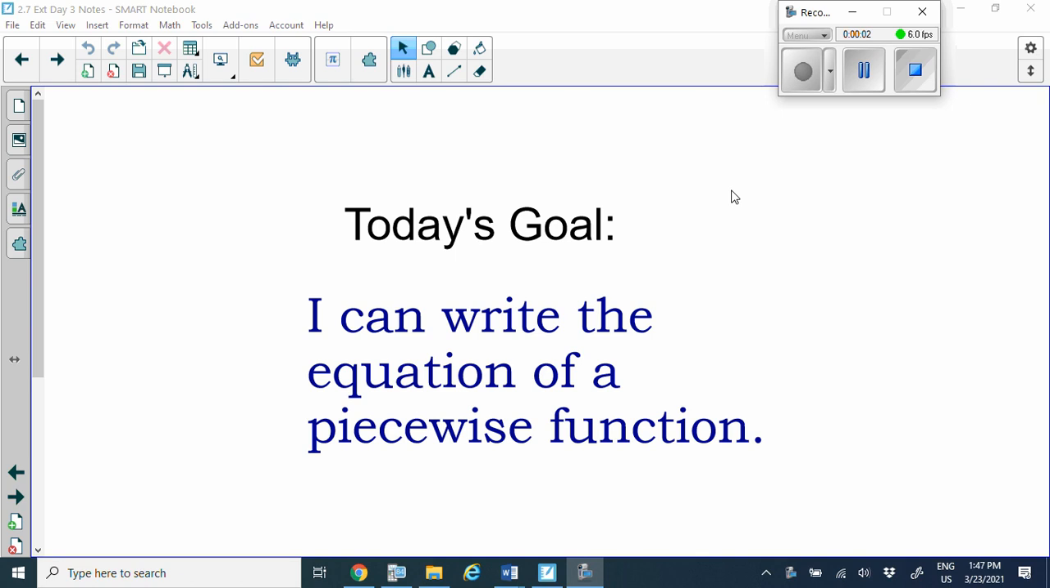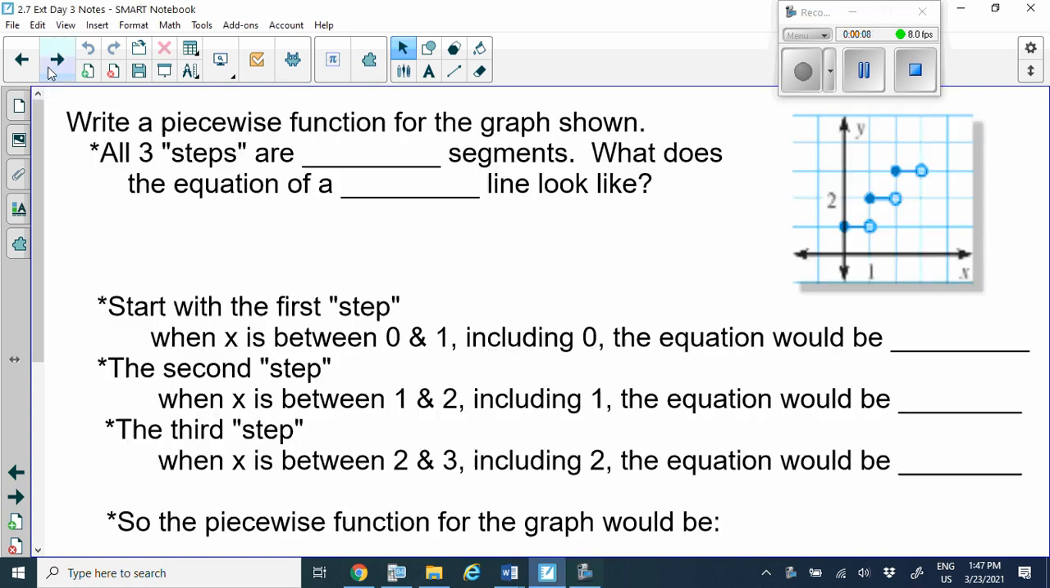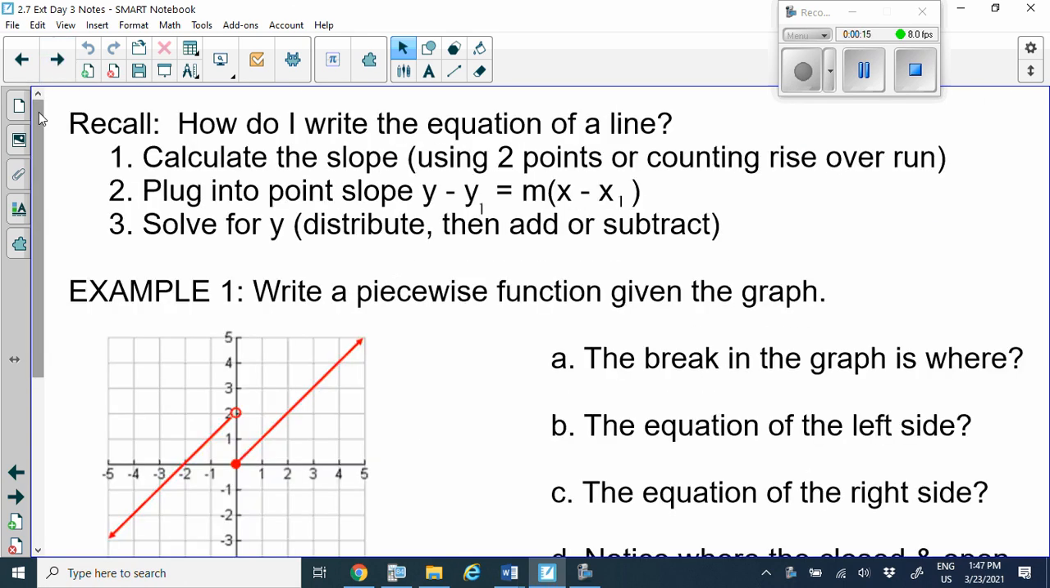Hey guys, so here's the notes for 2.7 extension day 3. We're going to be talking about how to write the equation of a piecewise function. Okay, I'm kind of just going to skip this part and actually just move on to here. This is going to make a little bit more sense when we're doing it this way.